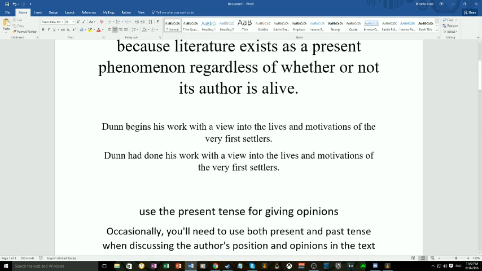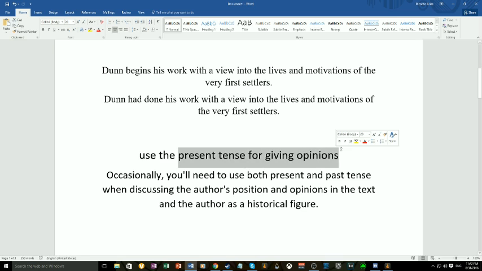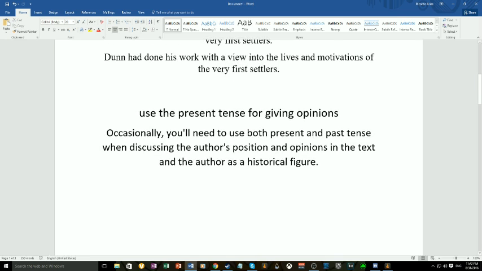For example, Donne begins his work with a view into the lives and motivations of the very first settlers, as opposed to Donne had done his work with a view into the lives and motivations of the very first settlers. Another time you may use present tense, say for historical figures or events way in the past, is for giving opinions, because occasionally you need to use both present and past tense when discussing the author's position and opinions in the text, and the author as a historical figure.